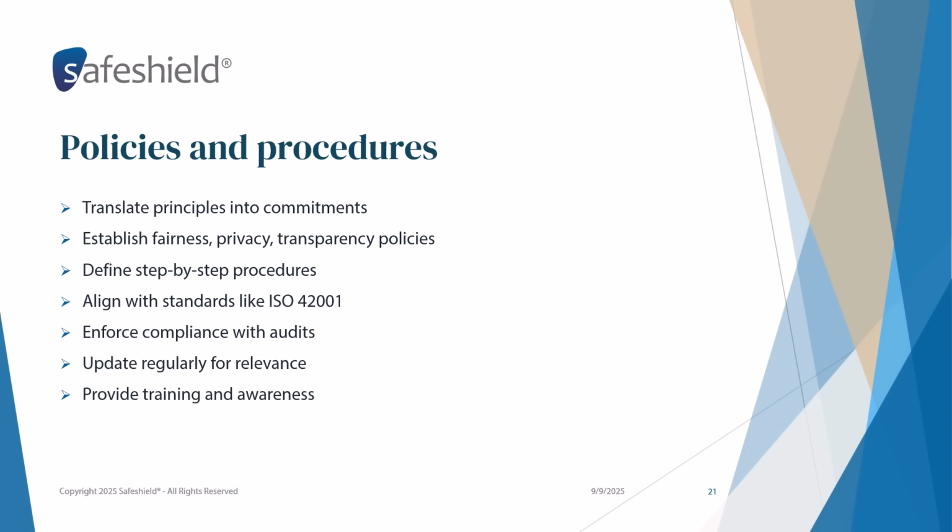Importantly, policies and procedures must be living documents. They require regular updates to keep up with evolving technology, regulations, and risks. Training and awareness programs ensure that staff understand and apply them consistently. When properly implemented, policies and procedures provide regulators and stakeholders with evidence of responsible governance. They make ethical goals tangible, repeatable, and auditable. Ultimately, strong policies and procedures embed governance into everyday work, ensuring that AI systems are trustworthy, compliant, and aligned with organizational and societal values.